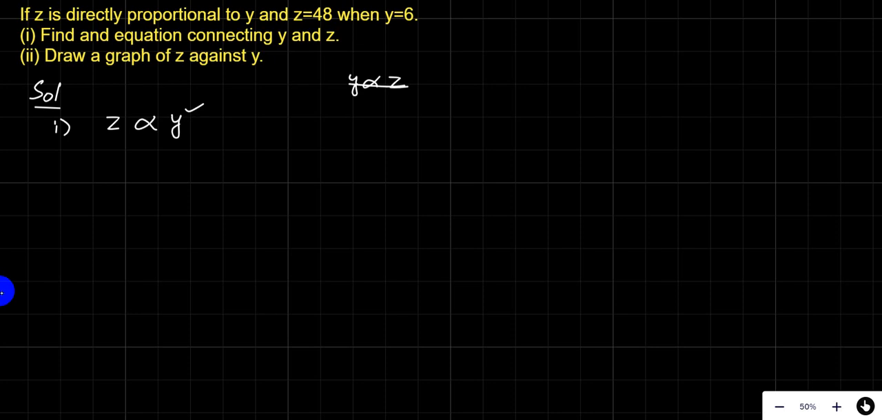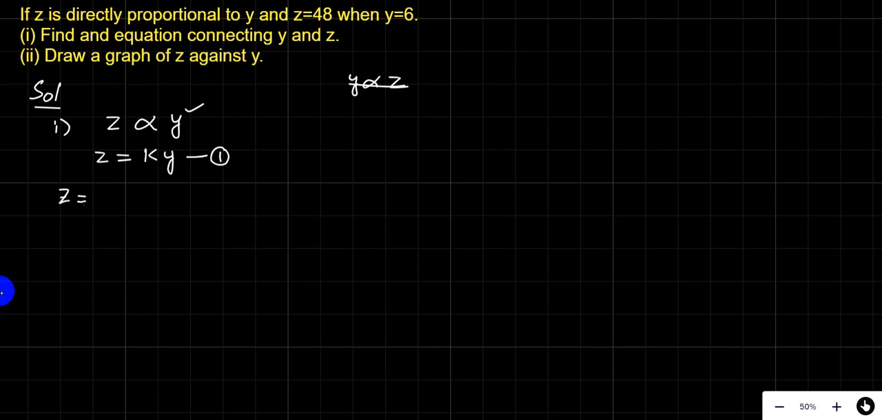With the proportionality sign we cannot find any value. So we have to introduce an equality sign here. To introduce that equality sign, we need some constant. So z equals ky. This is our equation number 1. Here k is unknown, which we introduced ourselves. Now we are given the values of z and y. By using these values we can find k.